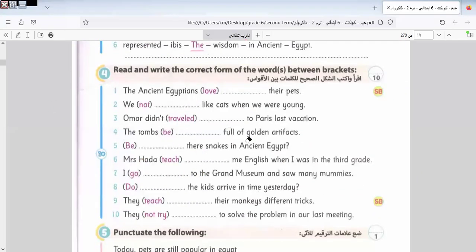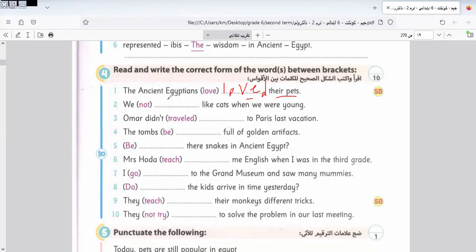Here I answer some of them, and I will leave the rest for you to do by yourself as homework. Okay. Here we have: ancient Egyptians, their pets. As we know, we took the past simple in this unit. So it will be loved. Why? Because ancient Egyptians is in the past, so I put the verb in the past form.